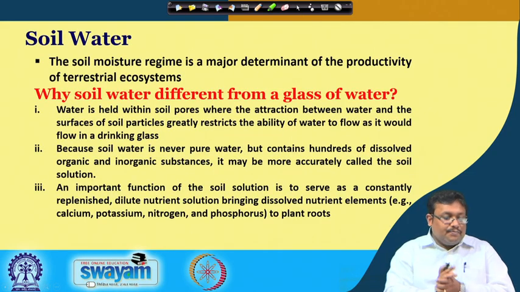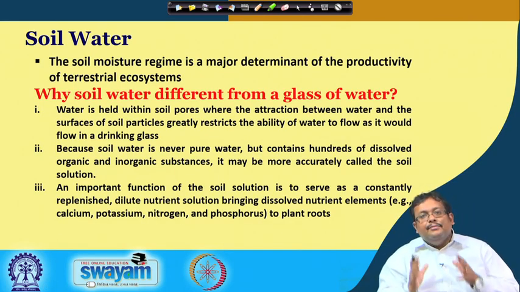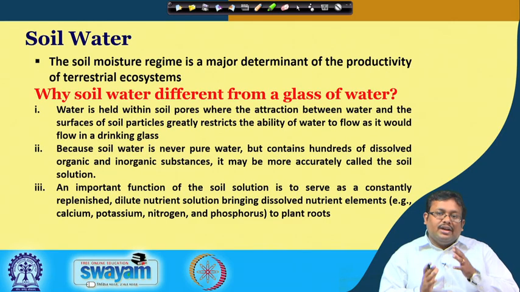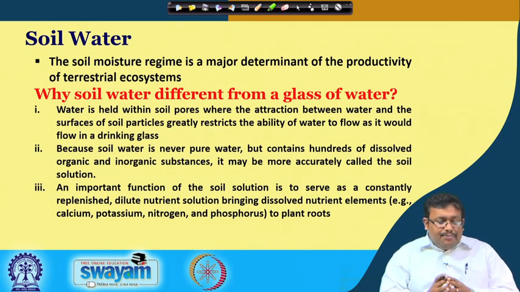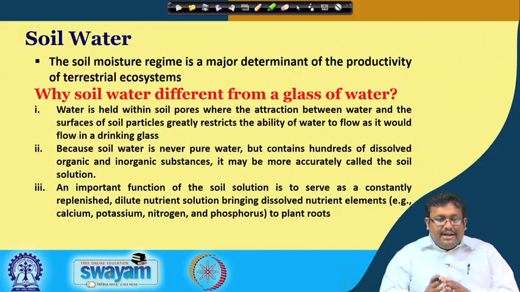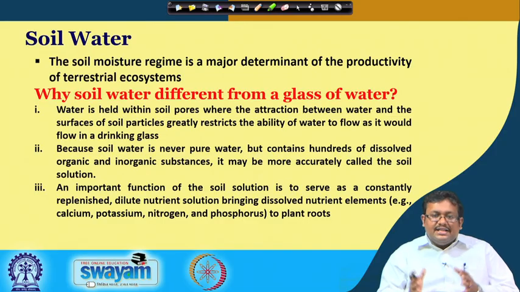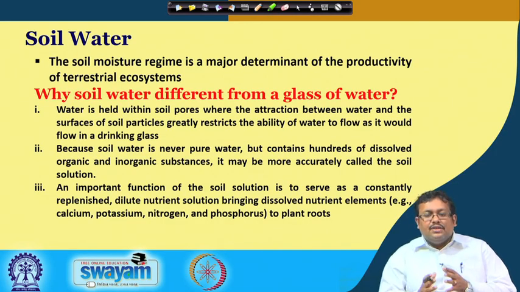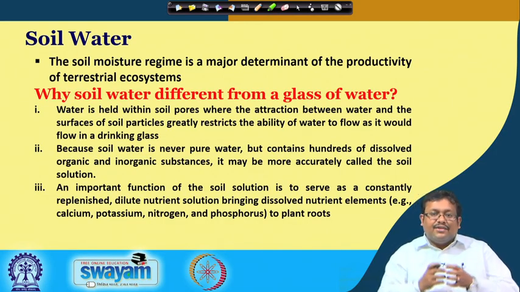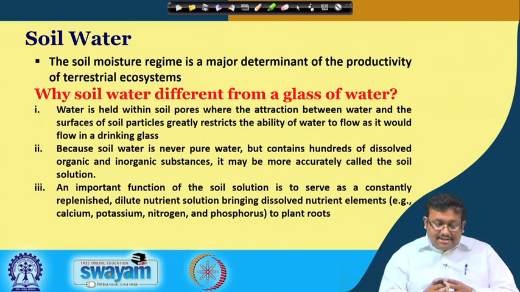So, soil water. Now, soil water or soil moisture regime is a very important determinant of the productivity of the terrestrial ecosystem, and soil water is different from a glass of water because it behaves differently in the soil. We will talk in detail about soil water, its characteristics, and the different types of attractive forces present in the soil for holding soil water. We will discuss this in later classes.